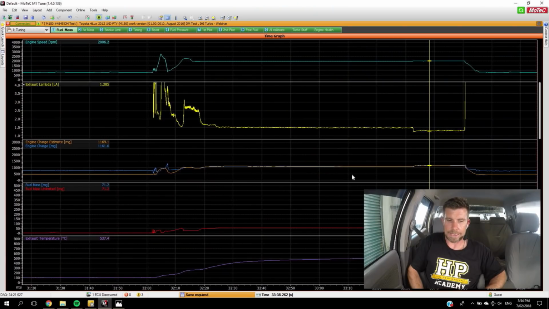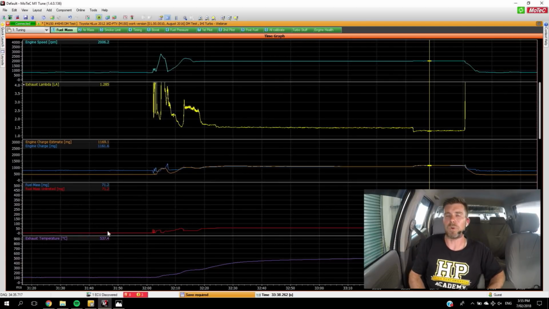Now the other effect of this though, as I mentioned earlier, is as we inject more fuel, this affects our combustion temperature and in turn our exhaust gas temperature. So let's just have a look at this here. At the moment on our laptop screen, what we've got here is our engine speed at the top. We've got our exhaust lambda as our next plot. We've got our fuel mass being delivered, and then at the bottom we've got our exhaust temperature.